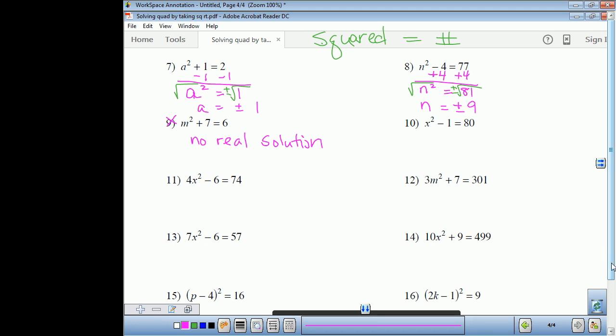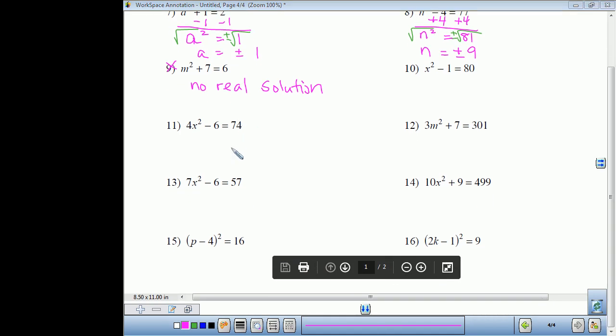All right, that takes us to some good ones right here. Add 6. All right, I like it. So look at number 11. The first thing we're going to do is add 6. Okay, do we have just something being squared equal to a number? No. We have 4 times x squared equal to a number. So that's what we need to do. You are right. Divide by 4. So now we have x squared equals 20.